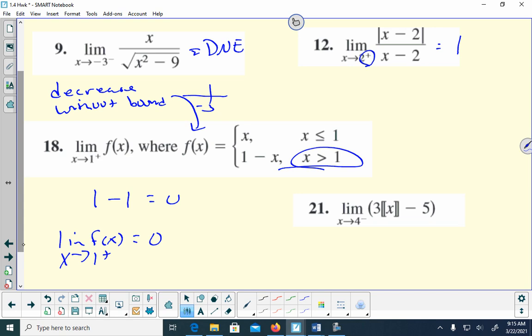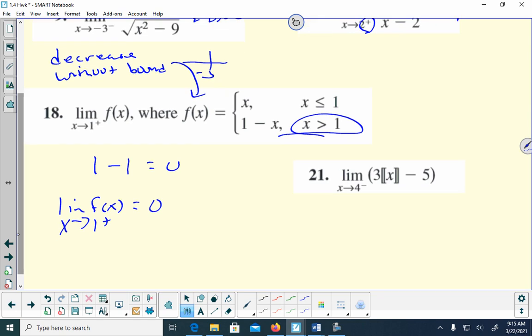The next one, the limit of 3 times the greatest integer of x, minus 5, as I'm approaching 4 from the left. So if I'm approaching 4 from the left, I'm going to want a number that is smaller. So this will end up being 3. And then if I do the greatest integer of like 3.99, because that would be to the left, minus 5, this would be 3 times 3 minus 5. So that would be 4. So this limit would be 4. Again, I could do that graphically as well.